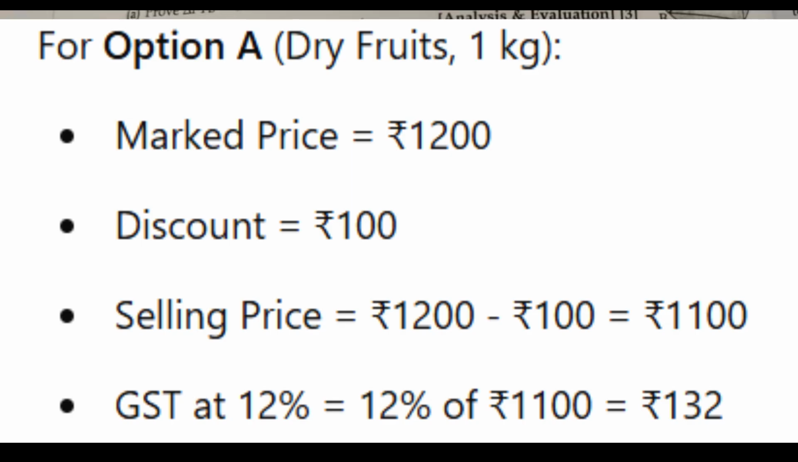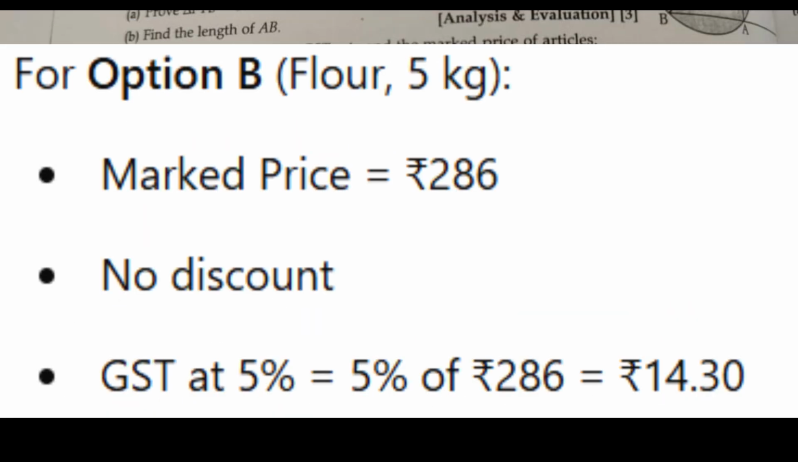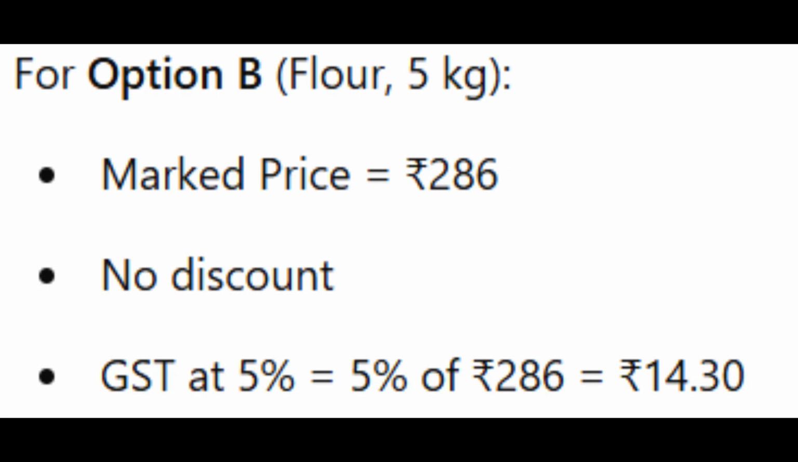For option B, flour, 5 kilograms. Marked price is equal to 286 rupees. No discount. GST at 5% equals 5% of 286 rupees is equal to 14 rupees and 30 paise.